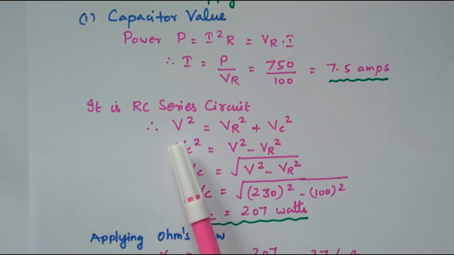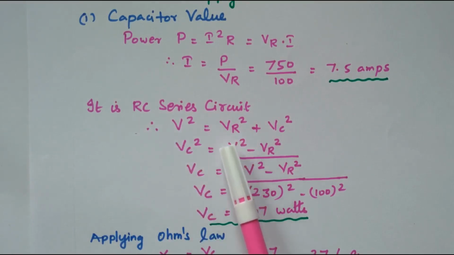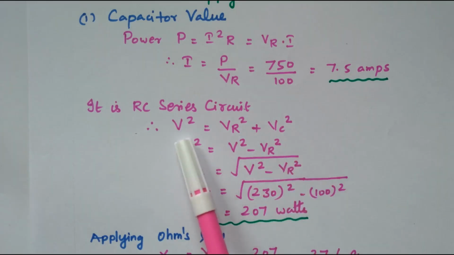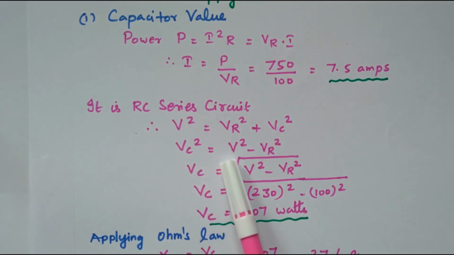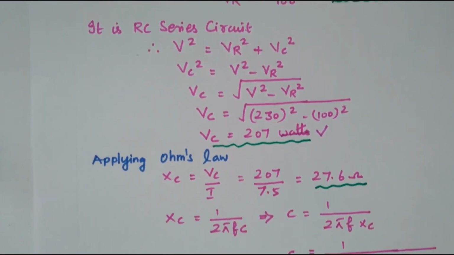This is a series circuit, so the total voltage equals the voltage across the resistor plus the voltage across the capacitor, that is V square equals VR square plus VC square. So we need VC square, that is equal to V square minus VR square. By taking the square root, VC equals square root of V square minus VR square. The V is nothing but 230 volts, the supply voltage. The voltage across the resistor is 100 volts, that is given. By simplifying that we got VC equals 207 volts. It's not watts, it's volts, 207 volts. Now we calculated the voltage across the capacitor also. Now we'll go to the next step.